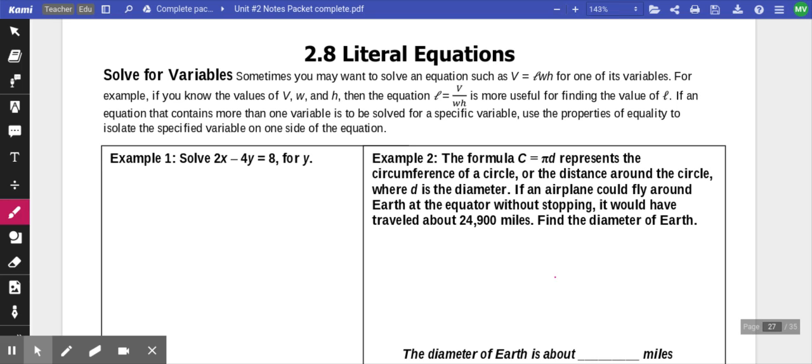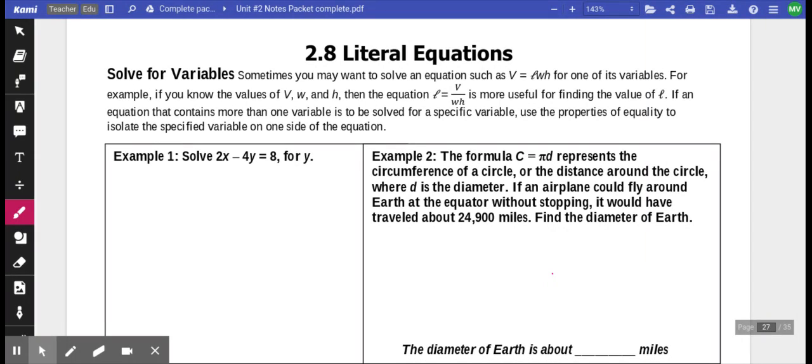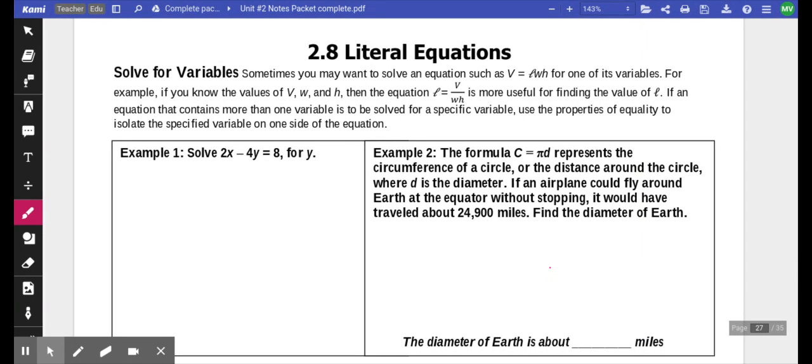Hey everyone, today we are doing our last section in chapter 2. You will have a quiz on 2.5 through 2.8 later this week. So today we're talking about literal equations.